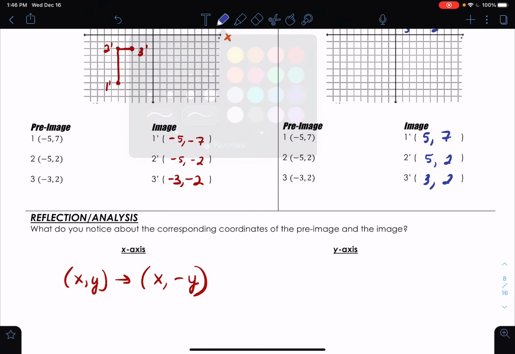What about with the y-axis? If I started with my x-y coordinates, here the y stayed the same because I just reflected over the y-axis, but the x-coordinate, I'm going to take the opposite of the x-coordinate. All right?